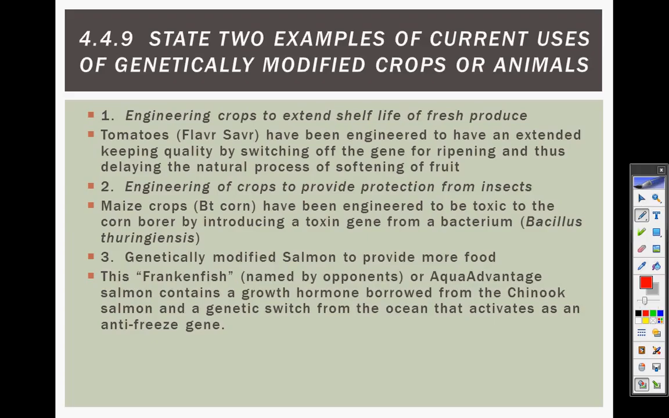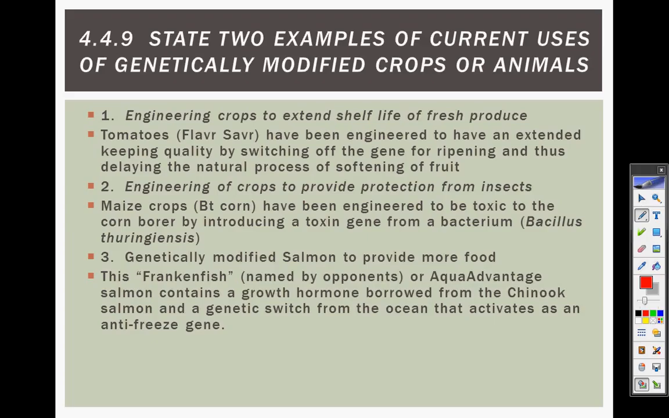Engineering of crops provides protection from insects. Maize crops, BT corn, have been engineered to be toxic to corn borer by introducing a toxin gene from a bacterium, Bacillus thuringiensis.